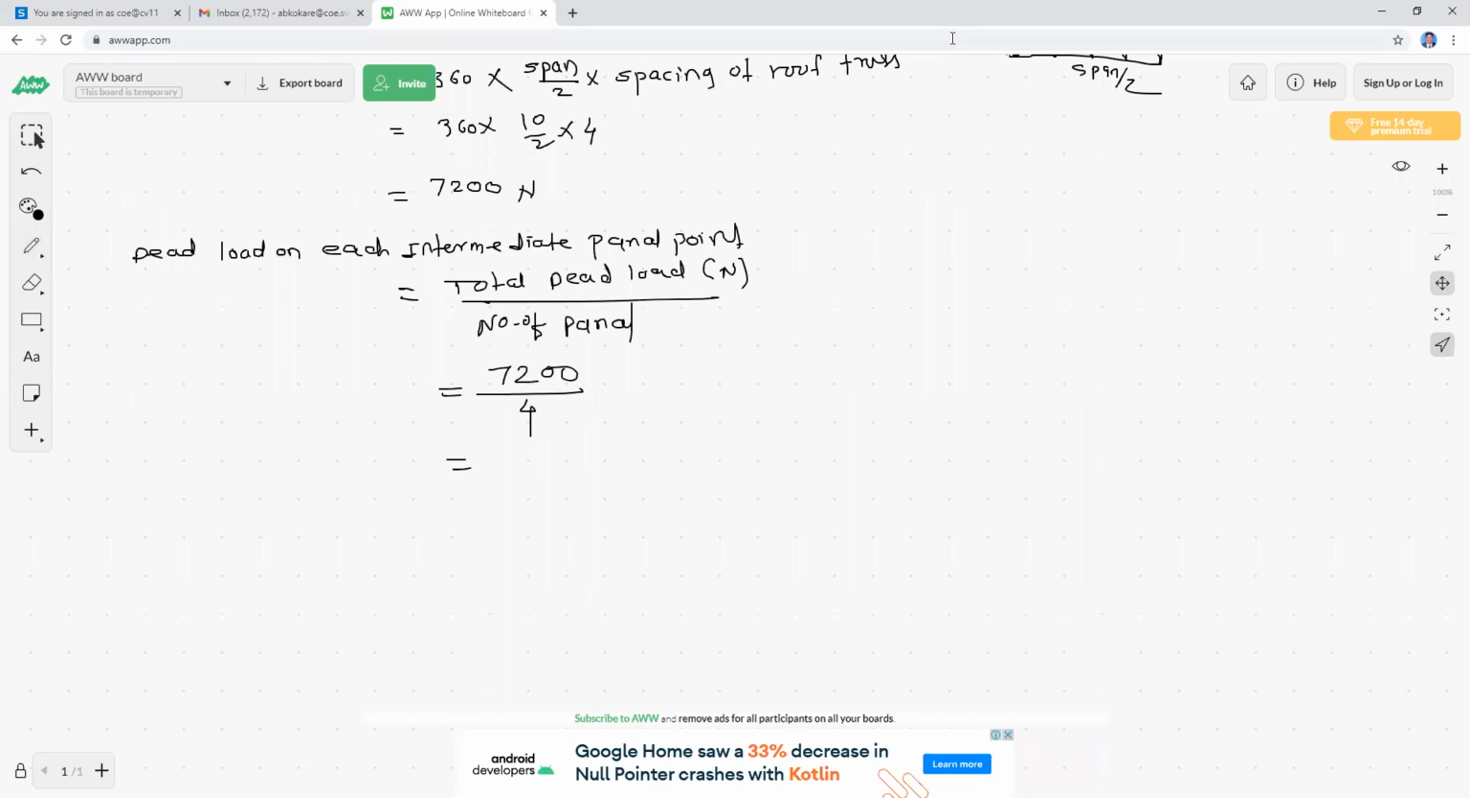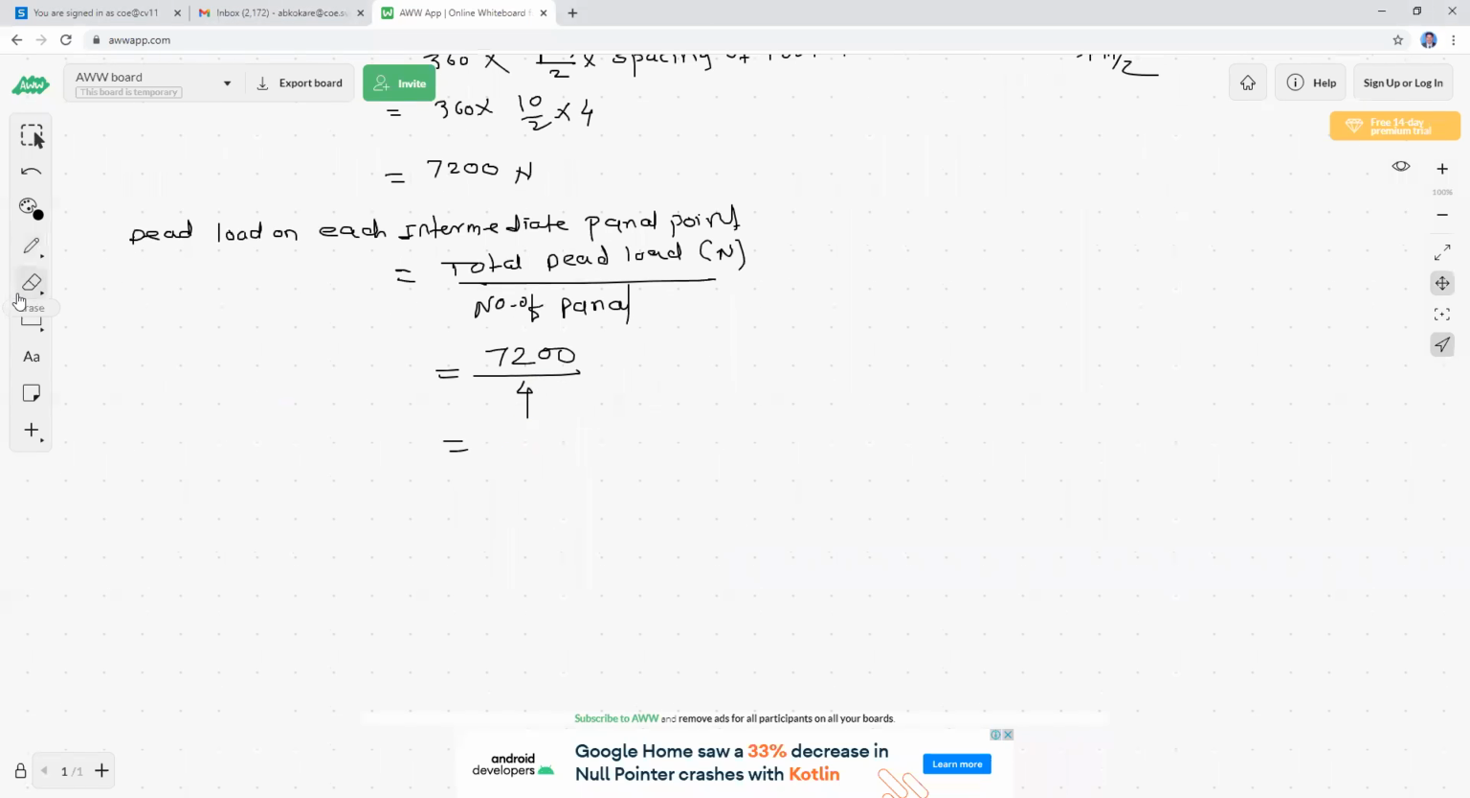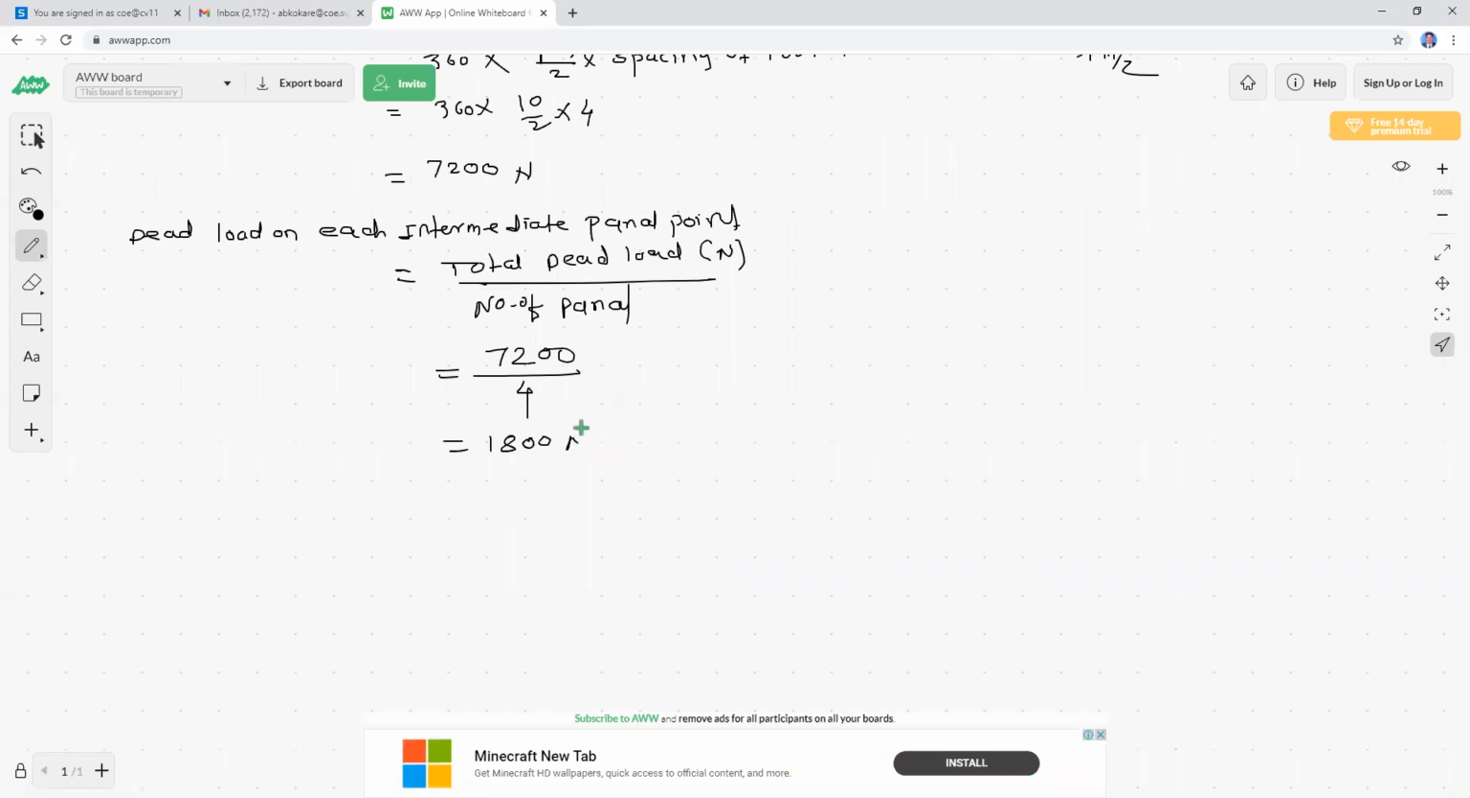How much? 1800 Newton. So similarly, dead load on each end panel point.